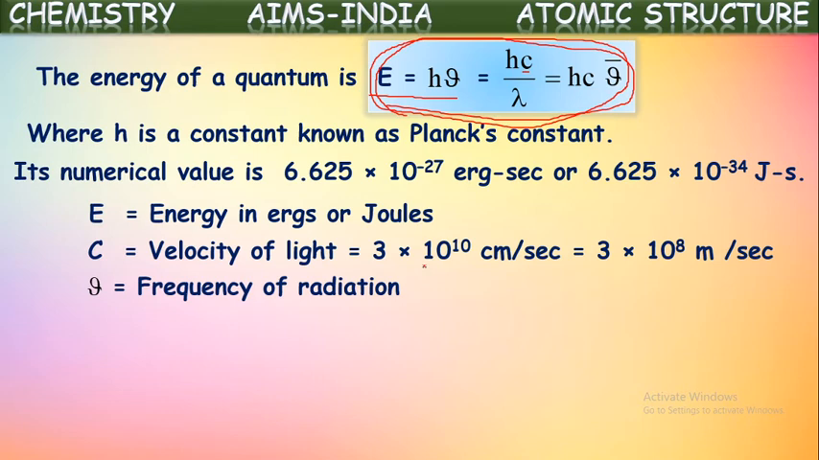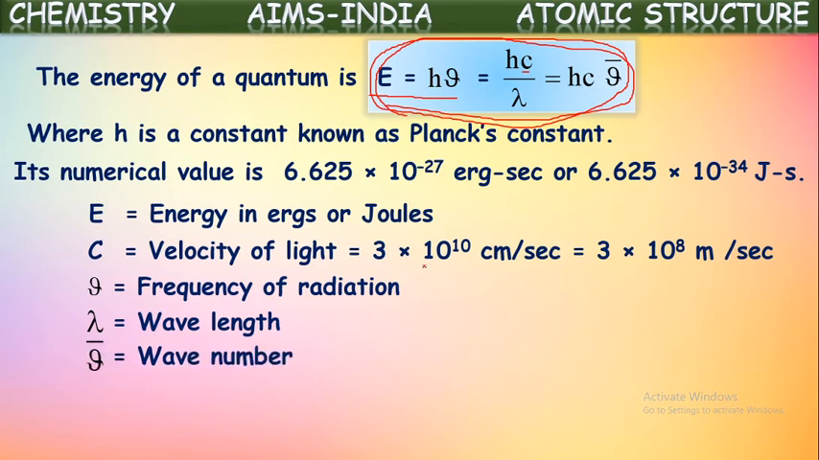And nu represents the frequency of radiation. Frequency is the number of waves per second. And lambda is the wavelength. What does wavelength mean? The distance between the adjacent troughs or crests of a wave. And nu bar represents the wave number. Wave number is the reciprocal of wavelength.